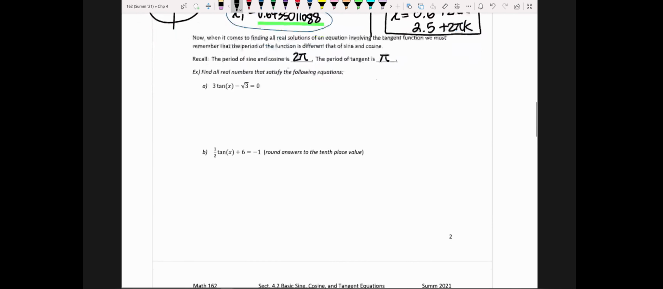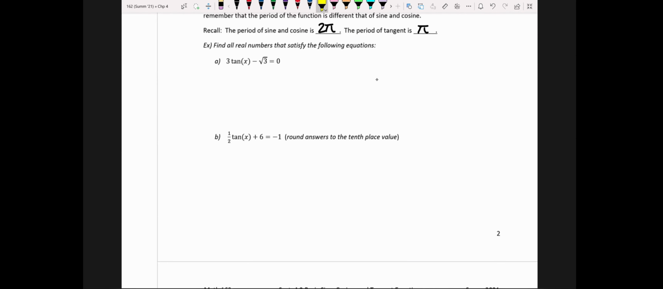Okay, so we're going to start with the pre-steps. We want all real numbers. So that means all solutions. And real numbers means that we're in radian mode. Those are the pre-steps. Then we're ready to go through the 3 central steps. Step 1, isolate trig function. Okay.